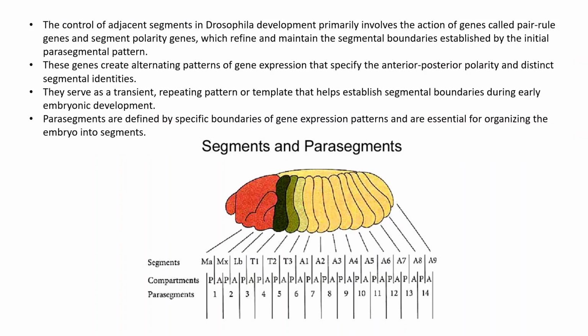We'll understand about it. The control of adjacent segments in Drosophila development primarily involves actions of genes called pair rule genes and segment polarity genes. So these are the two genes which control adjacent segments, which refine and maintain segmental boundaries established by the initial parasegmental pattern.